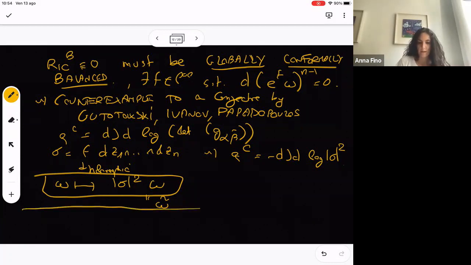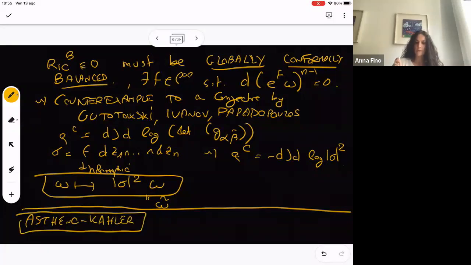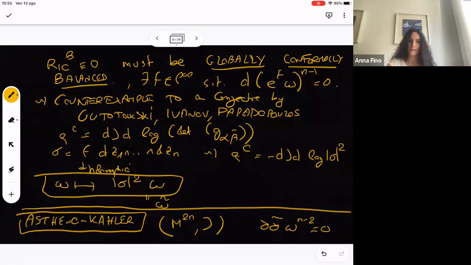There is another type of metric in the literature that is called Astheno-Kähler metric, introduced by Jost and Yau on complex manifolds of dimension n. It's the condition that ∂∂̄ of ω^(n-2) is 0. Of course, for n equal to 3, it's just the pluriclosed condition. And if you combine the existence of a compact complex manifold of balanced plus Astheno, you don't get Kähler.